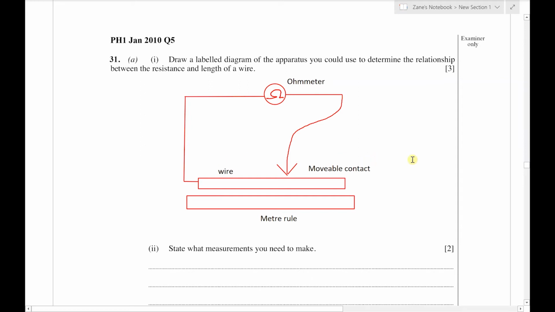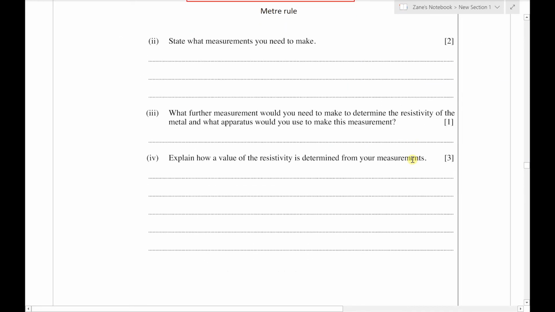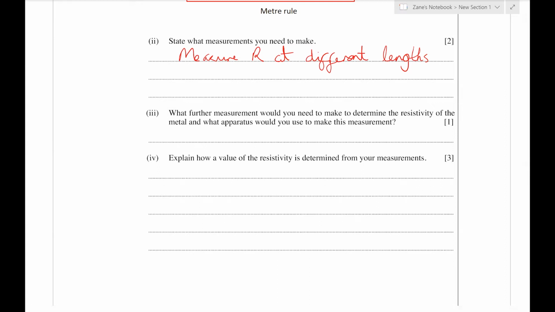The next part of the question asks us to state what measurements we need to make, and basically all we need to do is measure the resistance, I'll just call it R here, at different lengths. In A2 physics, when you're preparing for the prac exam, you always plan to do at least 5 different readings here. So we'd probably do measurements of the resistance maybe every 20 centimeters for a meter, or maybe even better, every 10 centimeters for a meter.